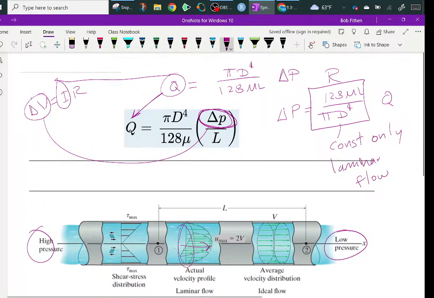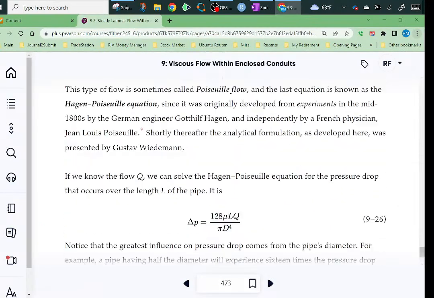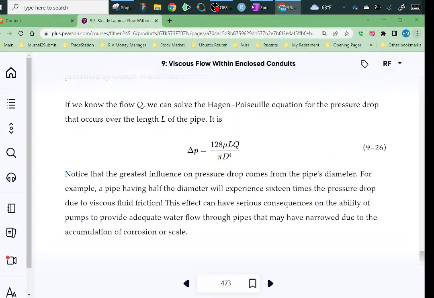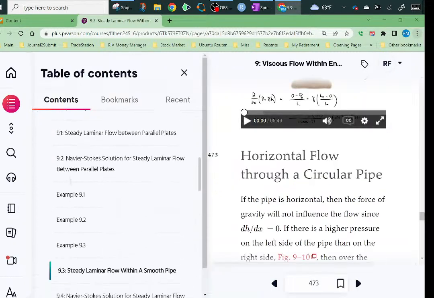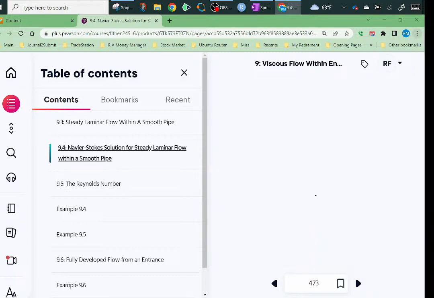That's not the book. This is the book. So, he's just rewriting this thing with the delta P on the other side here. Well, okay, wait a minute, come on. How many times did I put that?